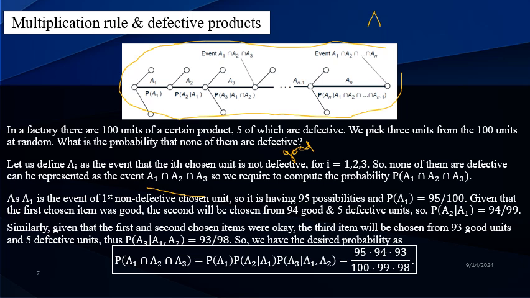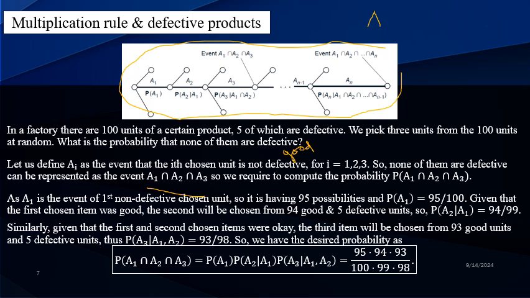Okay. So the probability of A1 is 95/100. Then how will you compute the probability of A2? Can we compute the probability of A2 directly? No, because here we have given an ordering approach, A1 then A2. So we will be able to compute the probability of A2 given A1. That means one has already been selected, and then we are going to select the second one.